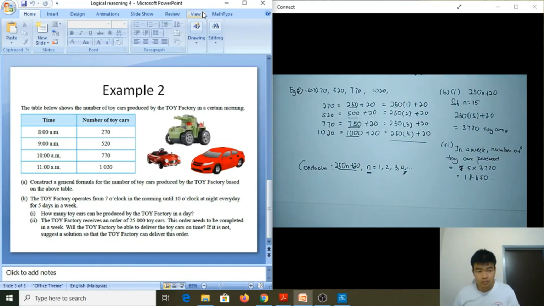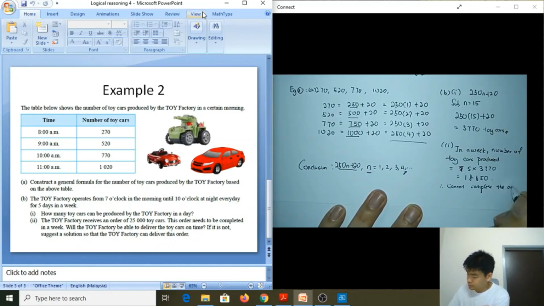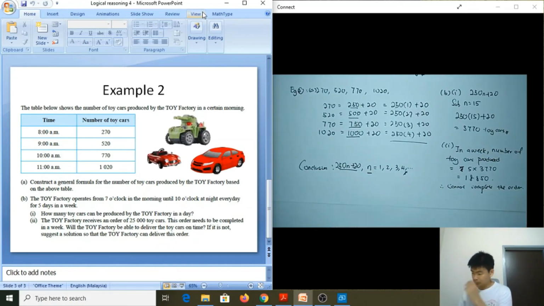So can the factory complete the order? Cannot, right? Cannot complete the order. So suggest a solution so that the factory can deliver this order. So what can you suggest?